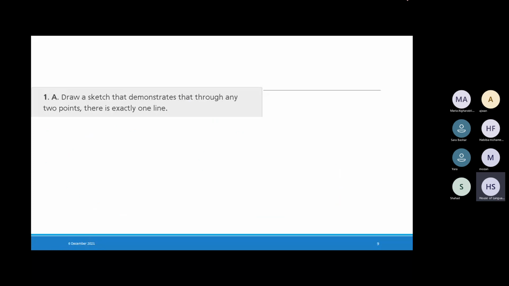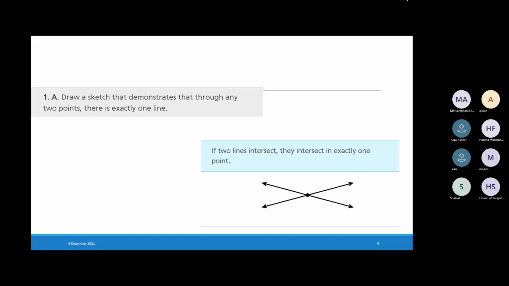Now, this one here. There's a postulate that says, right here, if two lines intersect, the lines intersect in exactly one point. This is a sketch. Okay? Two lines, when they intersect, they must intersect in one point. Can anyone give me an example that shows that if two lines intersect, they can intersect in more than one point?